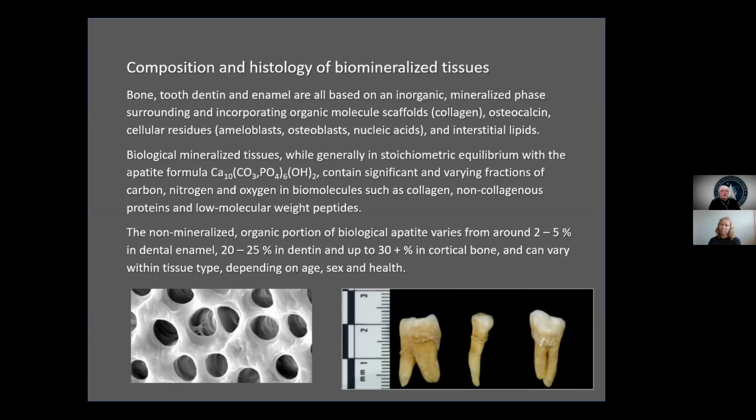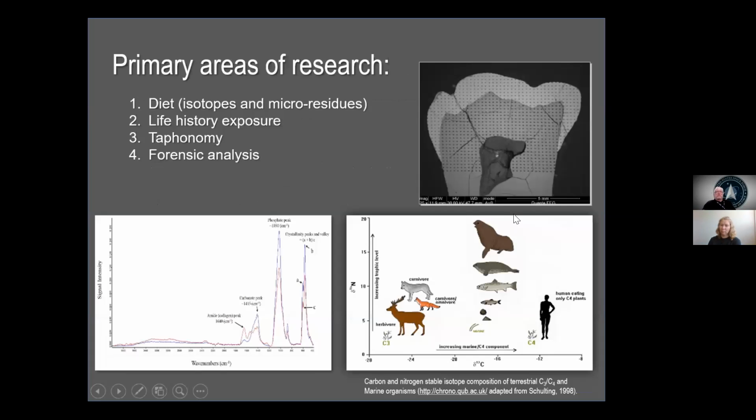The non-mineral portion of biological apatite, the non-mineralized organic portion, varies from around 2 to 5% in dental enamel and about 20 to 25% in dentin. Now, in cortical bone and like all the other bones of your body, it's 30% plus of this organic material. And so it gives you another idea about why maybe in some cases the bones don't preserve as well as these more highly mineralized portions of the skeleton, the teeth. The dentin of the tooth and the enamel of the tooth can. So that's one of the reasons also why teeth tend to have higher survivorship.